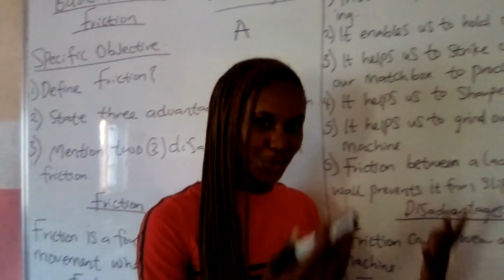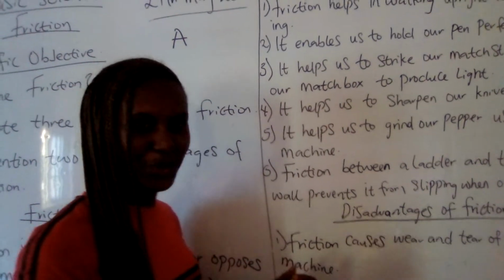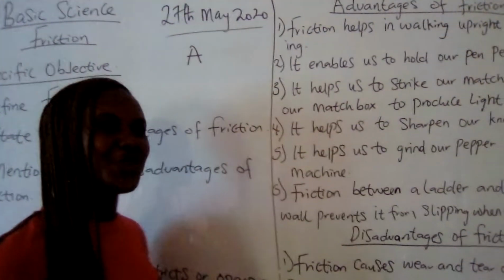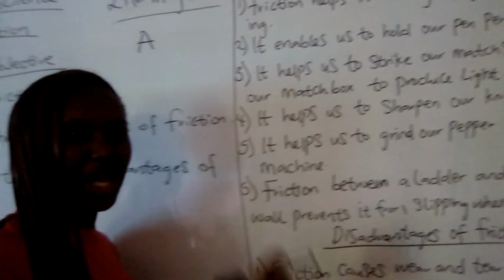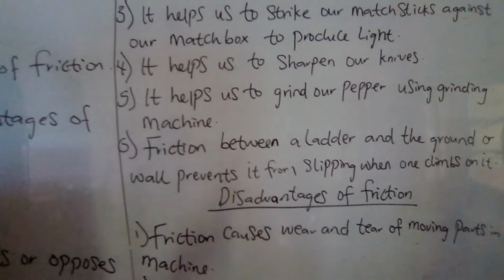5. It helps us to grind our pepper using a grinding machine. Okay? When you want to cook at home, you cook with your pepper, and you don't grind pepper with your hand. Rather, you use either your mortar or your grinding machine. So the friction in that machine helps to do what? To grind.